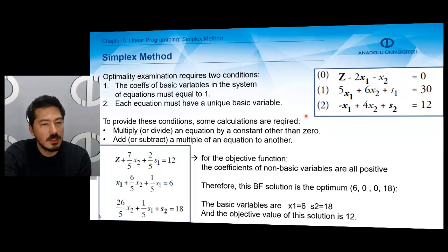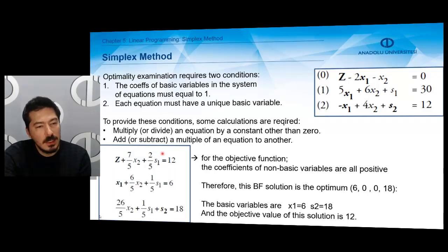To provide these conditions, some calculations are required. These calculations may be a multiplication of an equation by a constant other than 0, or an addition of a multiple of an equation to another. Here, given in a blue frame at the bottom, we have a system of equations. For this system of equations, all the calculations are done, so it is ready for the optimality check.